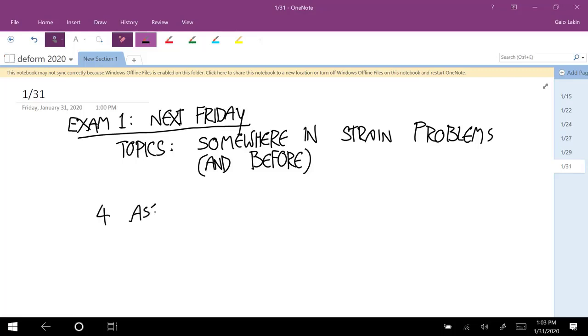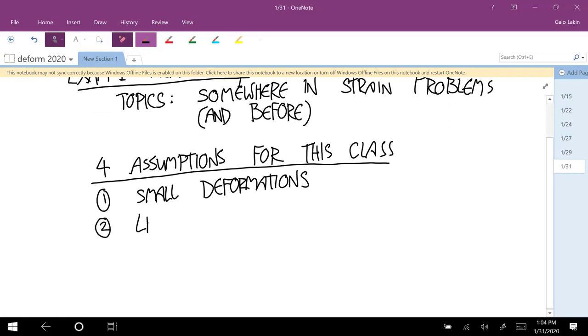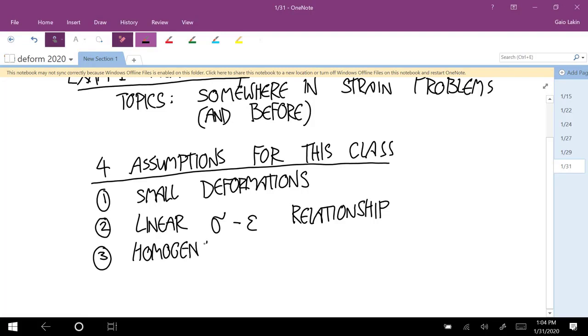So the 4 assumptions throughout this class are small strains, small deformations, a linear stress-strain relationship, homogeneous materials, and isotropic materials.